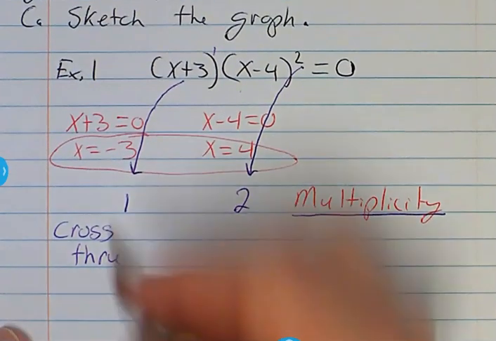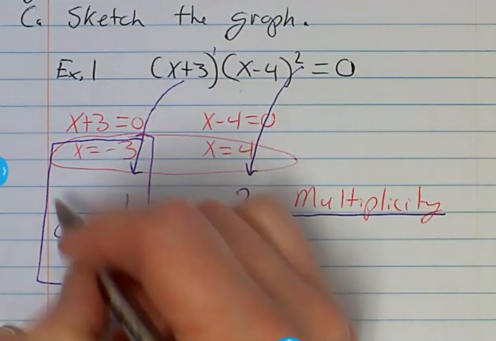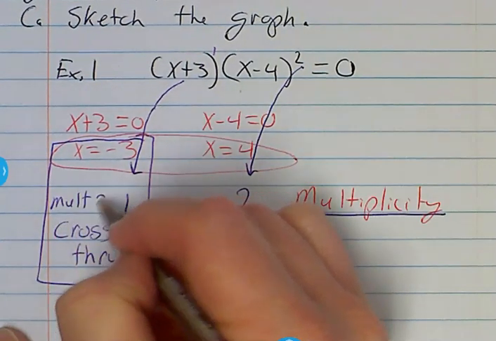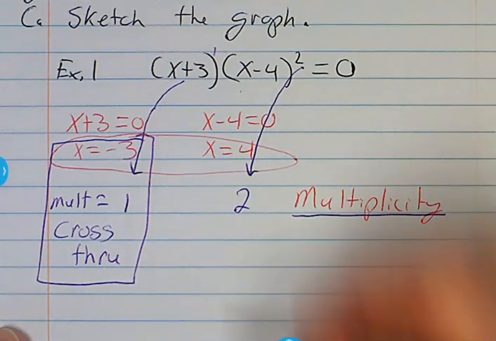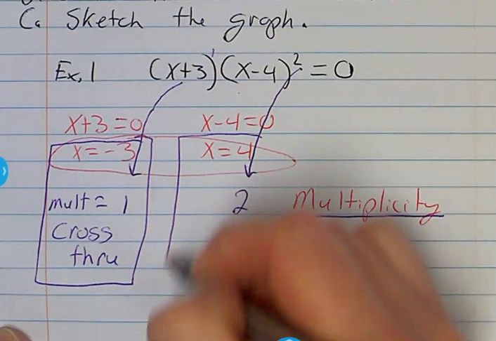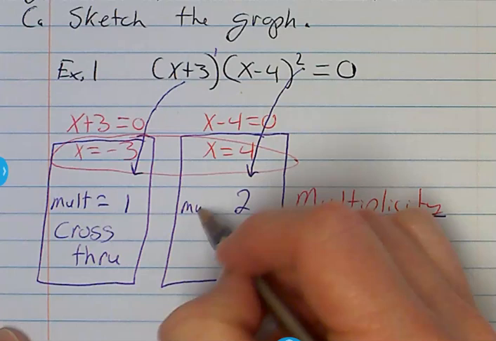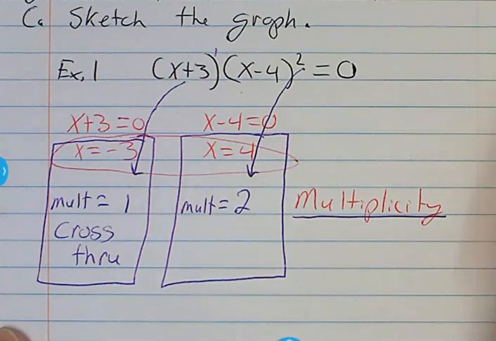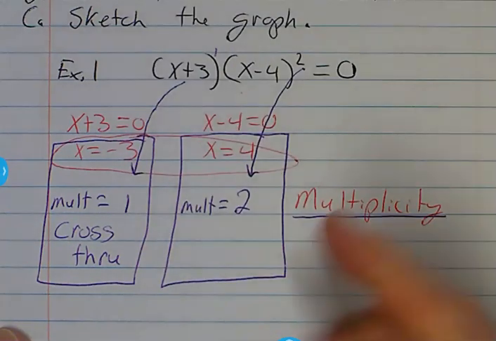So you can almost box these together. We got the solution at x equals negative 3 has a multiplicity of 1, which means the graph is going to cross. Okay, x equals 4 has a multiplicity of 2, and since 2 is an even number, that means it's going to turn around.